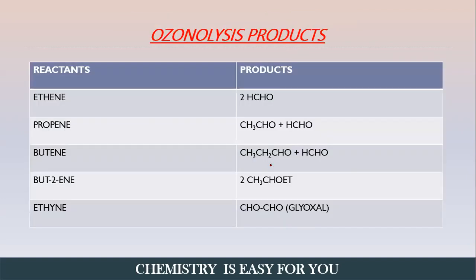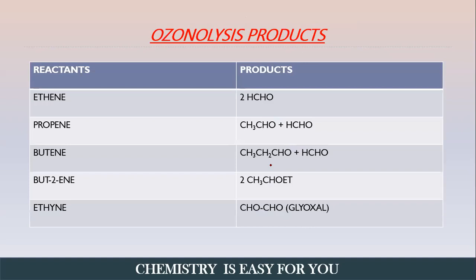Second, this is a very common question asked in all examinations: the ozonolysis products. For ethene, we have two HCHO as the product. For propene, we have CH3CHO plus HCHO. Butene actually means but-1-ene, so it is CH3CH2CHO, which means we'll get propanaldehyde, plus HCHO.